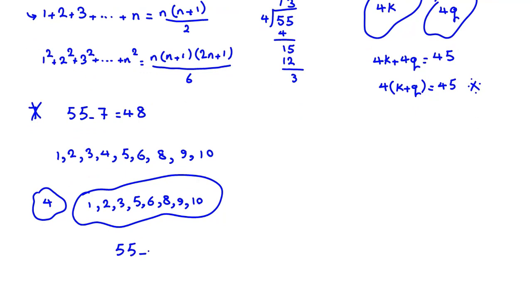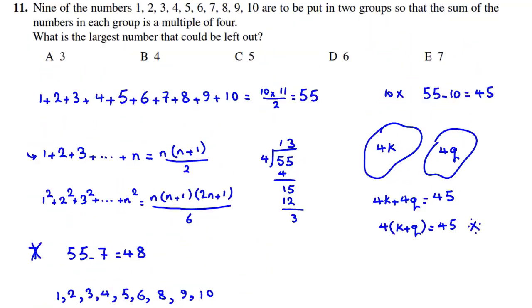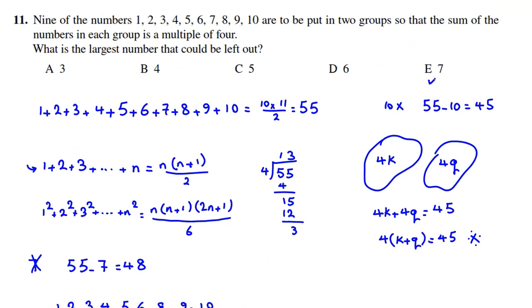We don't have 4 minus 4. We don't have 7. So 55 minus 4 is 51. Minus 7 is 44. So it is also a multiple of 4. And we will see 7 is okay. So the answer is E. It was related to divisibility.